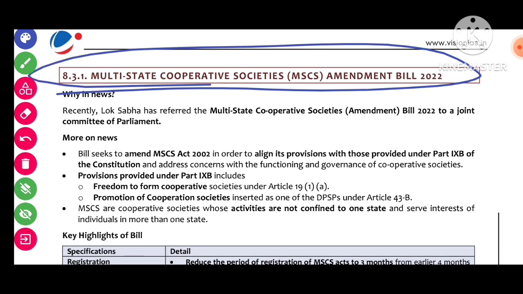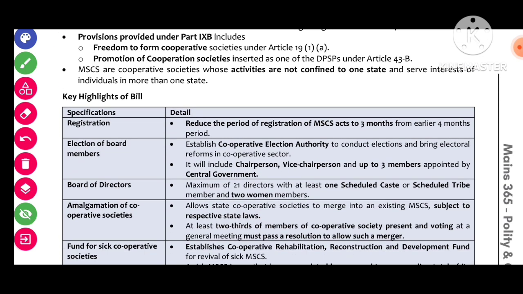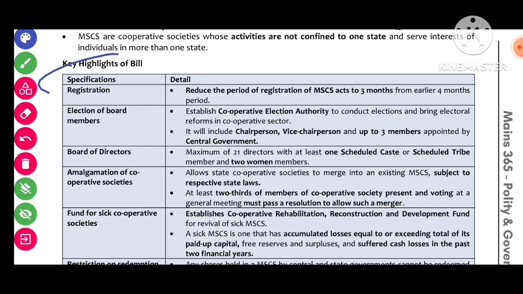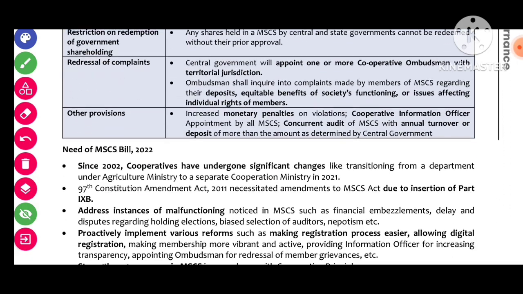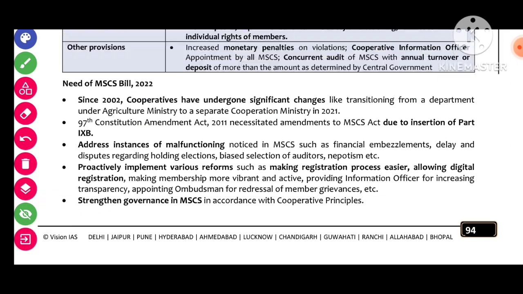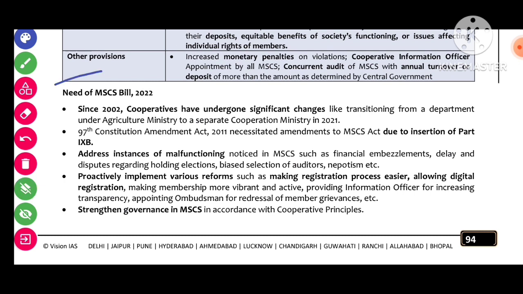What are the features of this? These are the significant points: election of board members, board of directors, amalgamation of cooperative societies, and a fund for sick cooperative societies. So these are some significant points related to the Multi-State Cooperative Bill 2022. And these are the needs of the Multi-State Cooperative Society Bill.